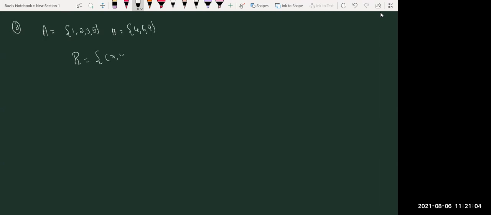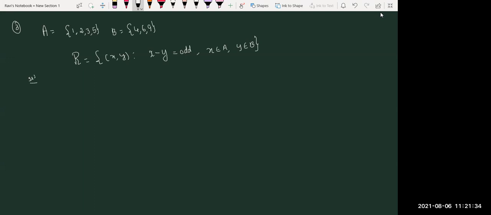If x comma y, x belongs to A and y belongs to B, the difference between x and y is odd. Difference between x and y is odd means x minus y is an odd number. Very clearly, you have to take x from the A set and y from the B set.